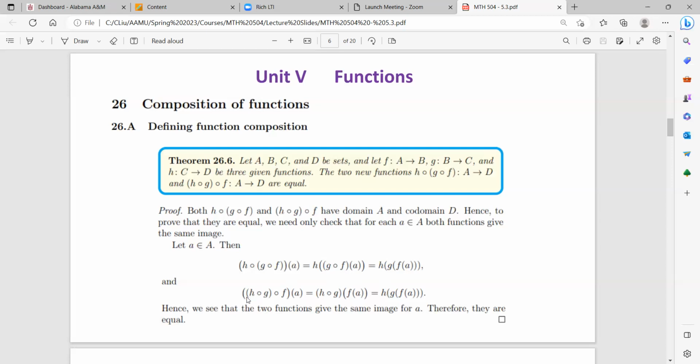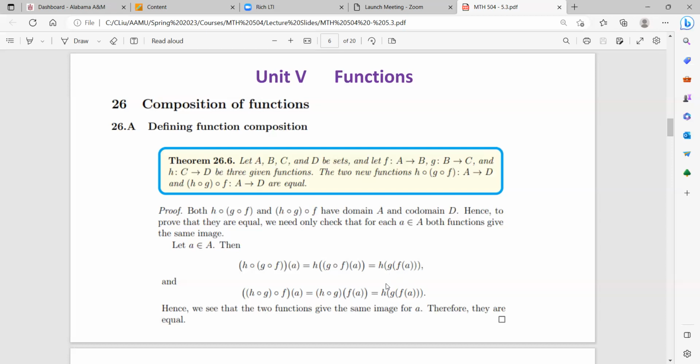And similarly, if you do the composition of H and G first, and then you compose with F, by definition, you're going to map A to F of A in B, and then you map that by H compose G. So this time you just view F of A as an element in B. So then, by definition of composition of two functions, that's just H of G of that element in B, which is F of A.